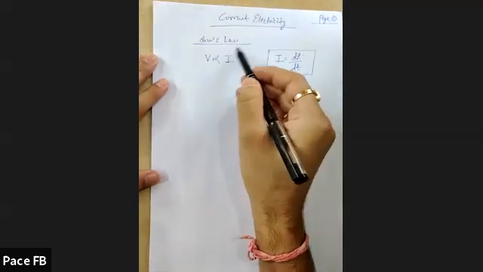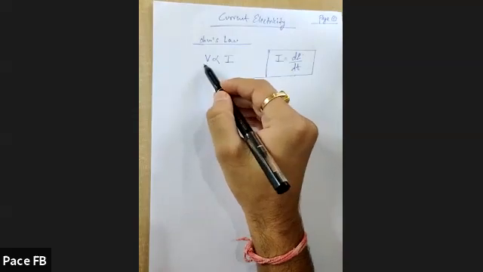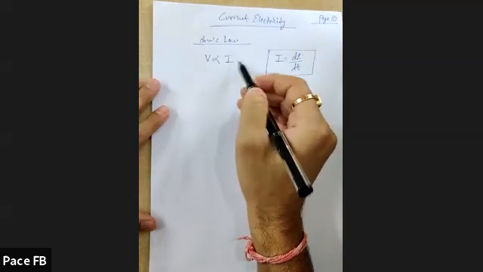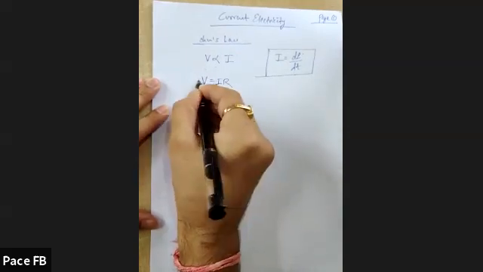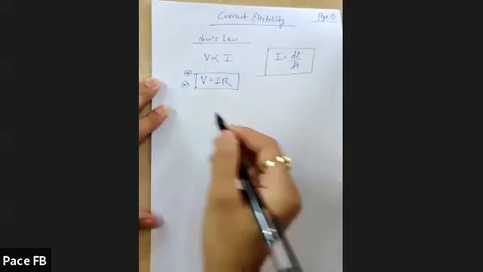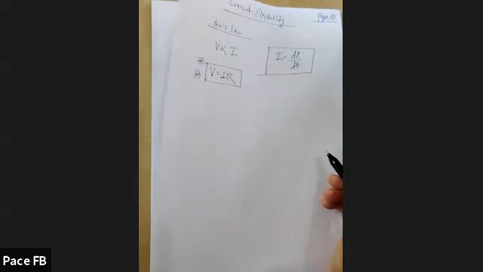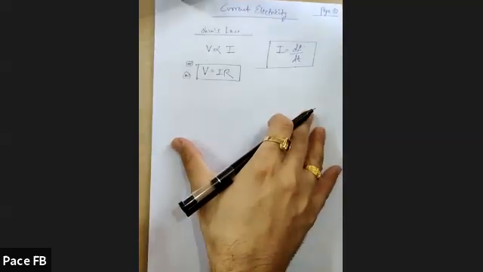So Ohm's law states that the potential difference across the ends of a conducting wire is directly proportional to the current passing through it, and the proportionality constant comes out to be R. V is equal to IR. You have to remember this formula. This is a very important formula, which you will be using in solving most of the questions. So V is equal to IR, where R is the resistance.